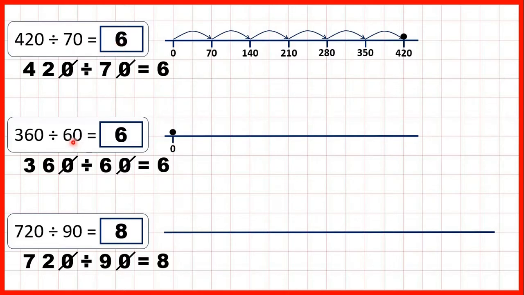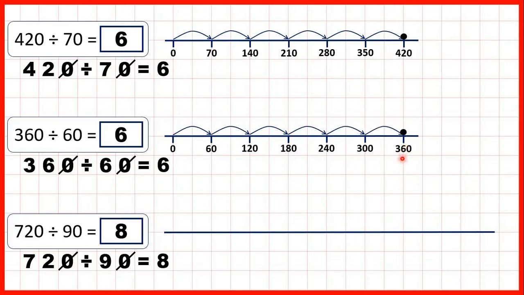Now here we're dividing by 60, so we can count up in steps of 60 until we reach 360. We have 60, 120, 180, 240, 300, and then the sixth multiple of 60 is 360.